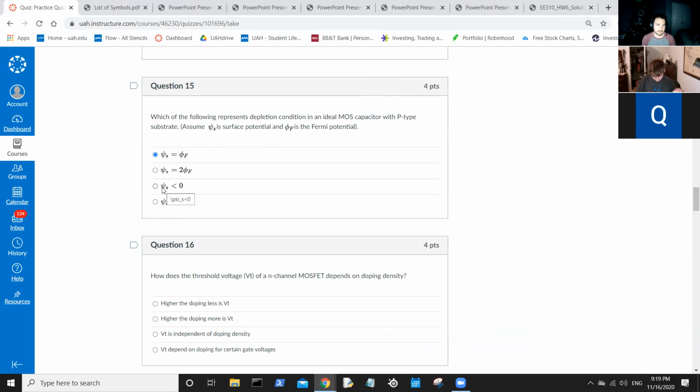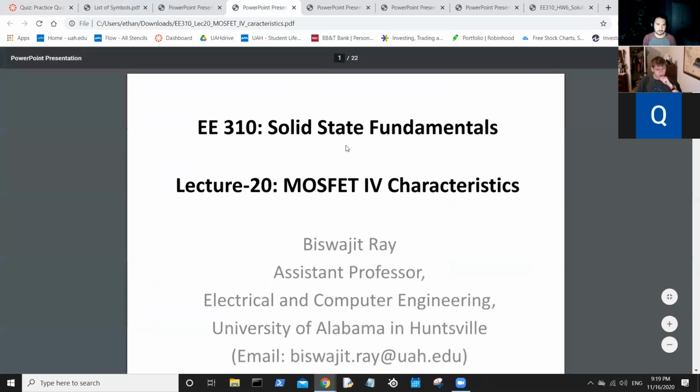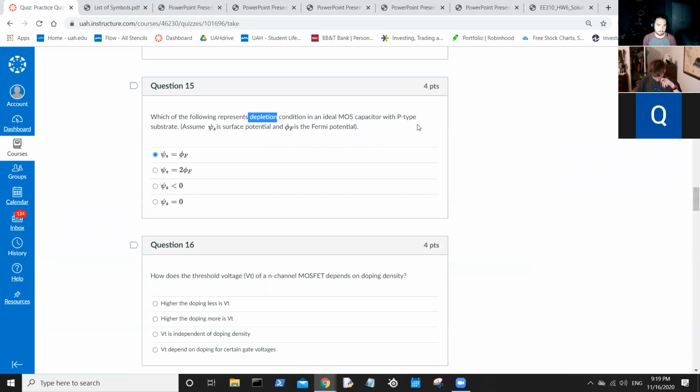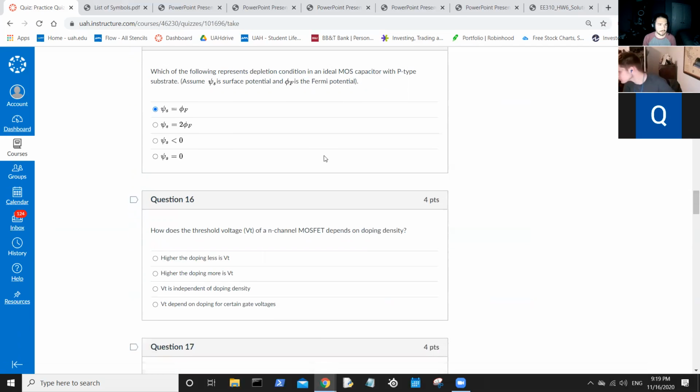This is the surface potential, yeah. So the surface potential should be equal to the Fermi potential in a depletion condition. That's a memorization thing, but I'm sure you could probably do it formulaically. I'm sure it appears in one of his PowerPoints at some point. We'll look back at it, but I'm sure 15 is right, but I will still put 15 down just in case.